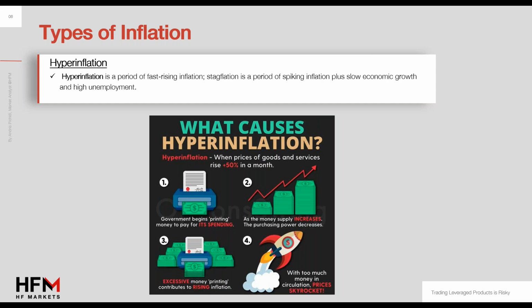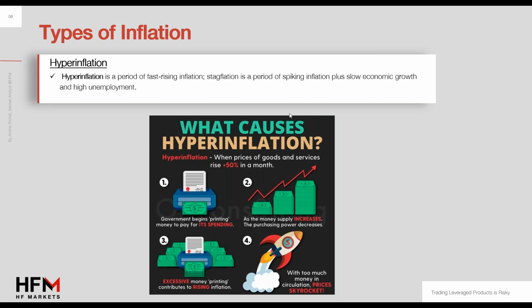Such a situation results in an imbalance between supply and demand for the money. So it results, as I said, in a sharp increase in prices and so a fast rising inflation. That is causing a depreciation of the currency.